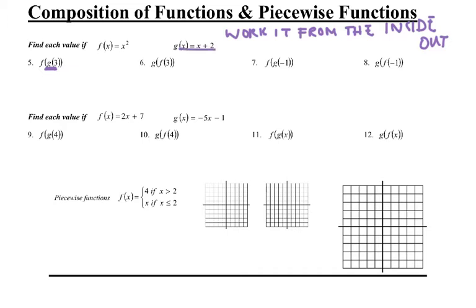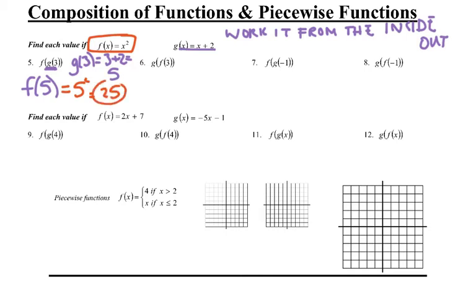Well, g of x was x plus 2, so do you agree that g of 3 is 3 plus 2, which is 5, right? So we're going to find really f of 5. And f of x is equal to x squared, so f of 5 is 5 squared, or 25. So you're basically doing a problem, getting the answer, plugging that answer into another problem to get the final answer.